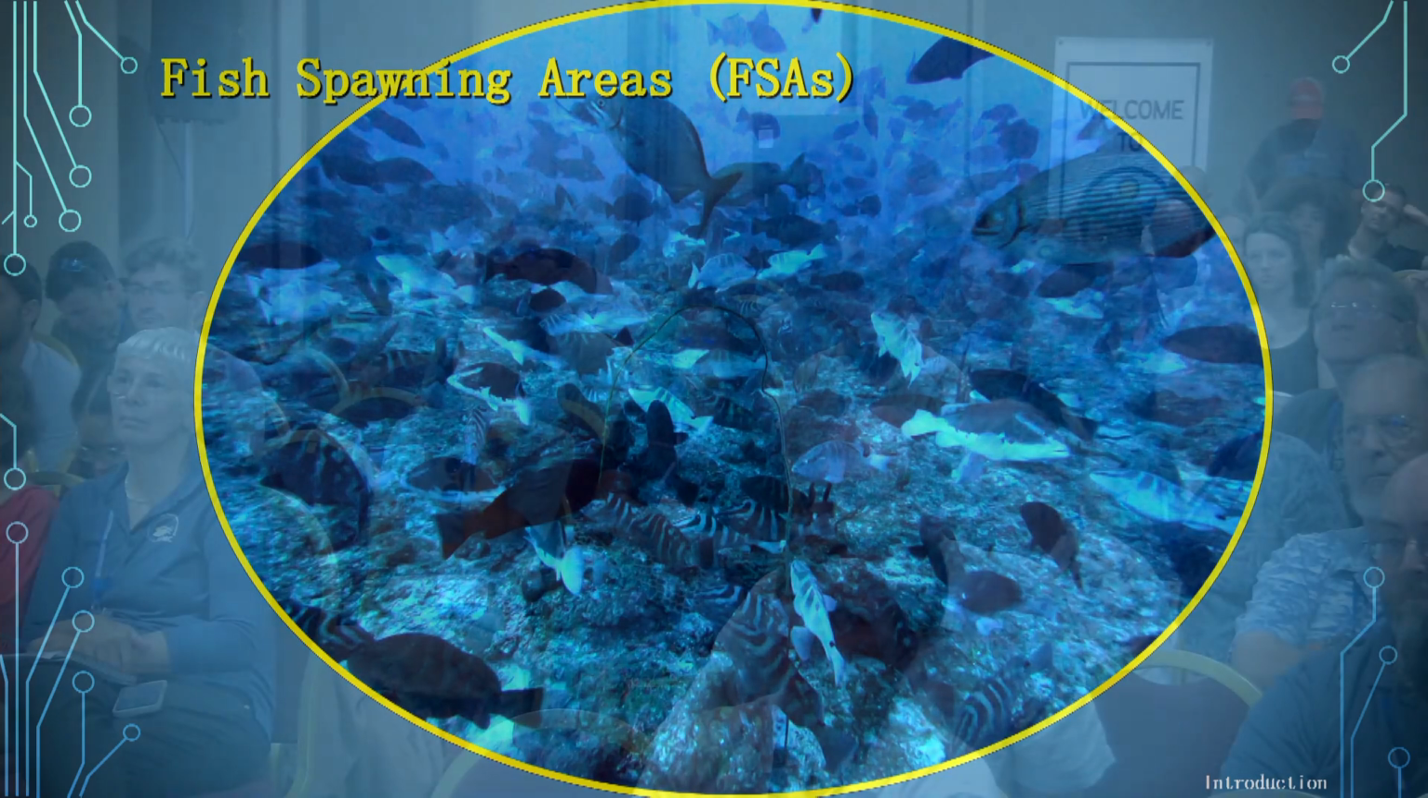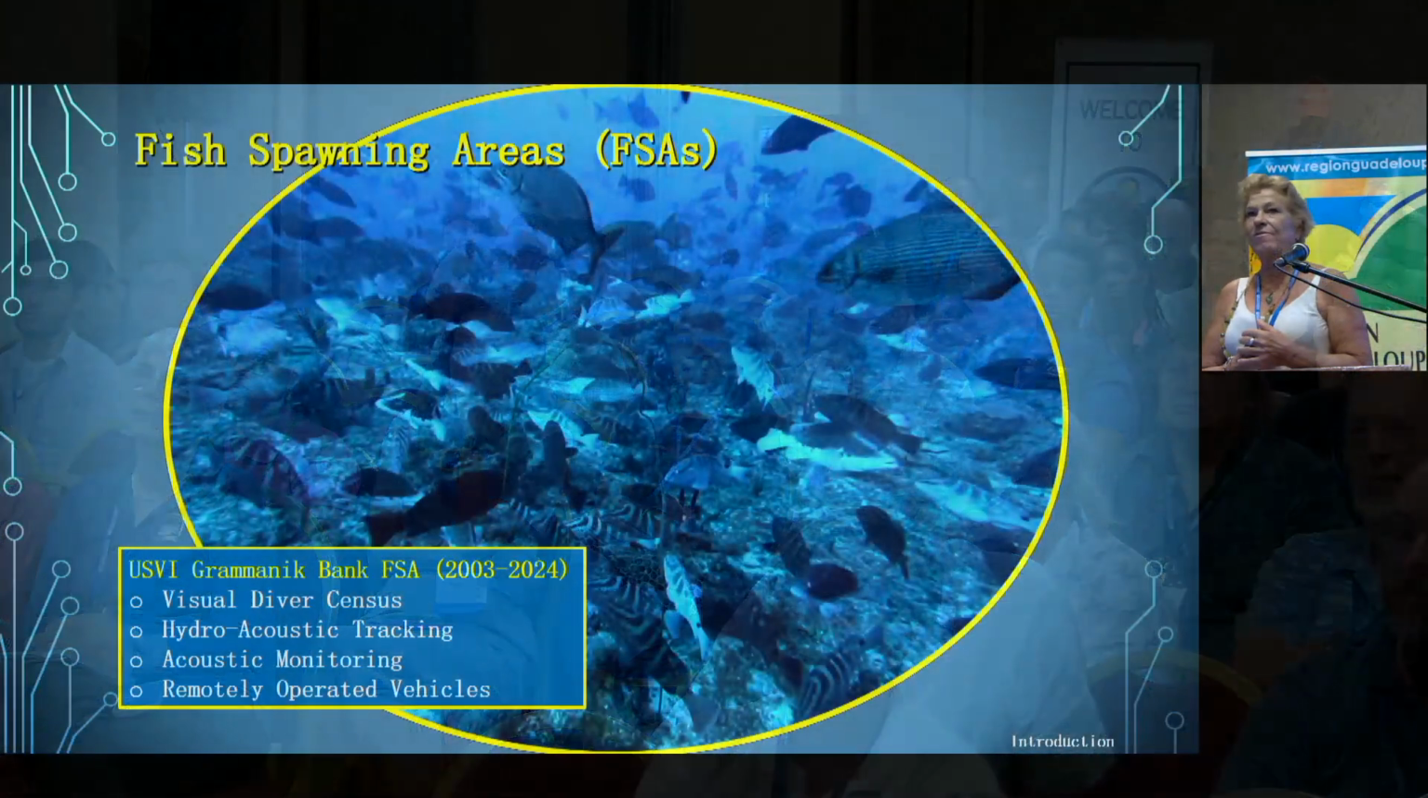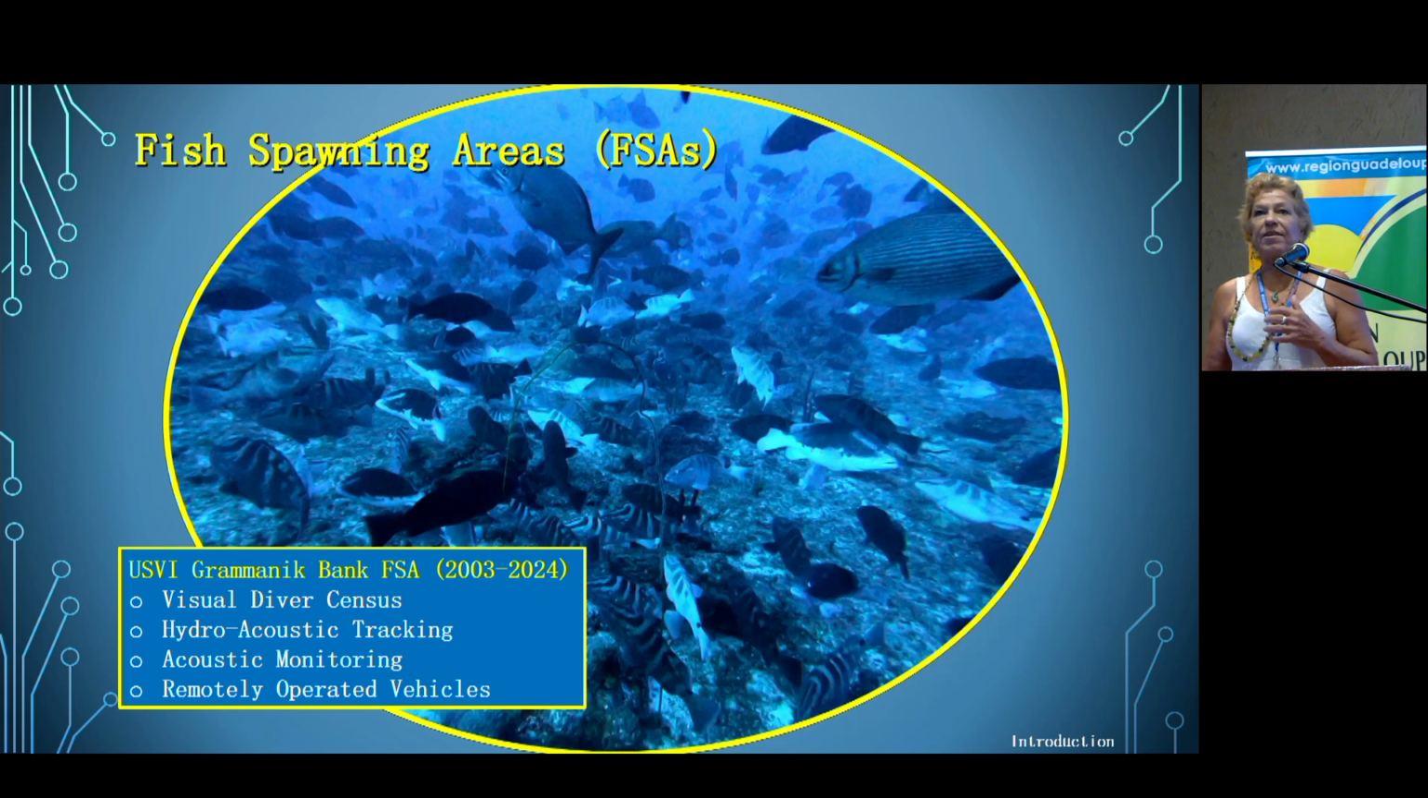So I study spawning areas, spawning aggregation areas. The most well-documented area that we've been studying over the years is the Grammanik Bank. It's about 10 miles south of St. Thomas, 10 kilometers. It's in 30 to 40 meters of water right on the shelf edge.